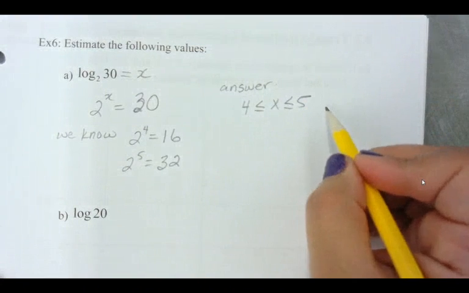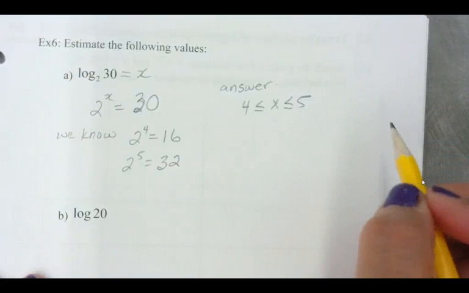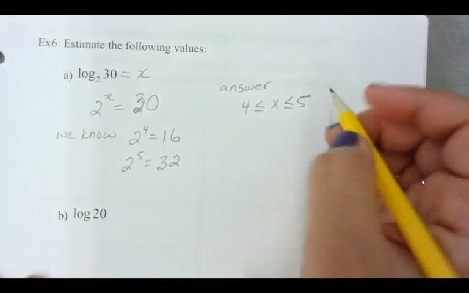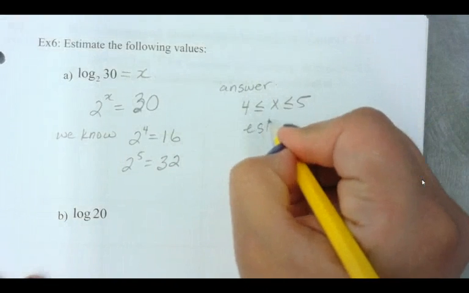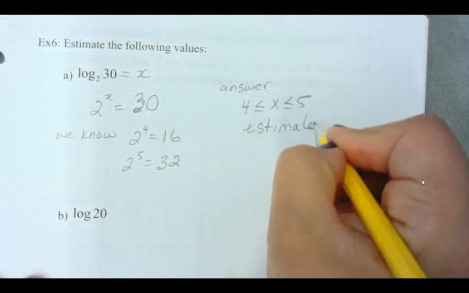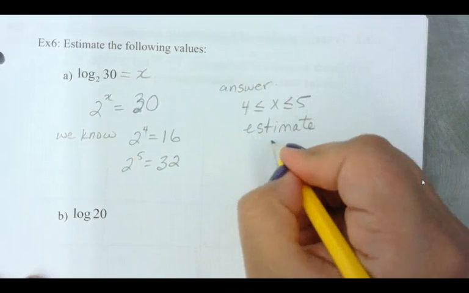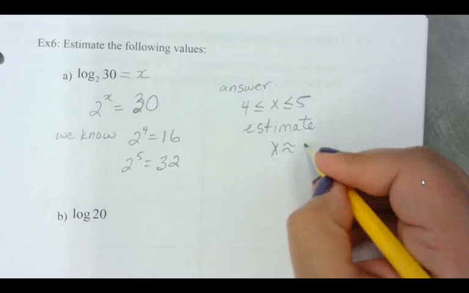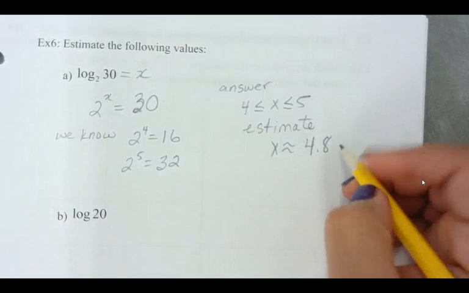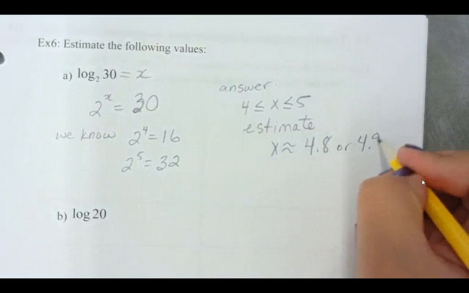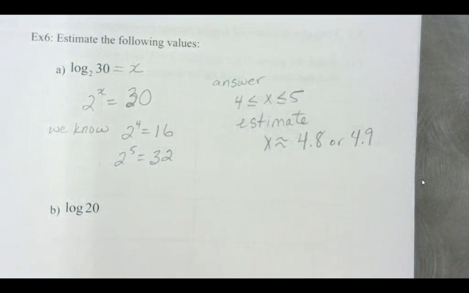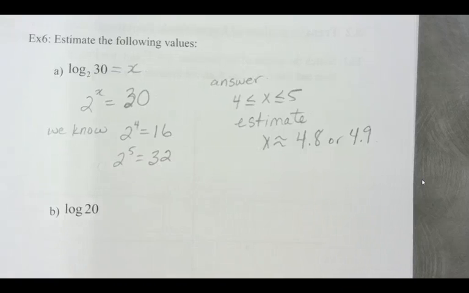So we know our answer is going to be between 4 and 5. But which one is it closer to? So it's closer to this one, right? So maybe you could estimate something more than 4.5, like let's say 4.8 or 4.9, okay? And then if you were to use your calculator, you can see which one it's closer to. But that would be a reasonable estimate.